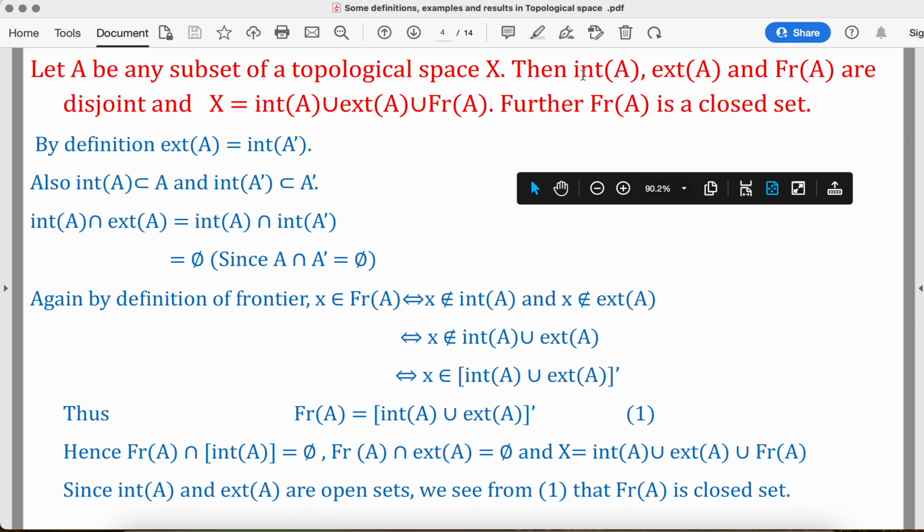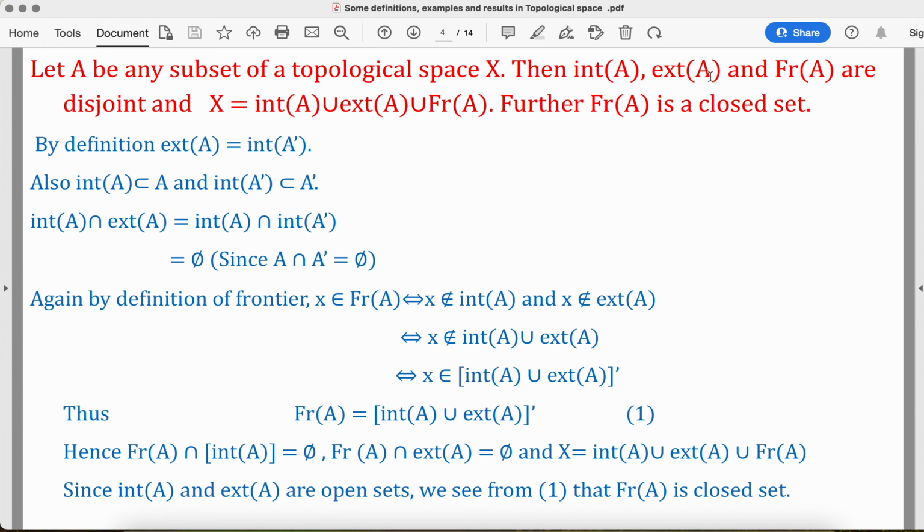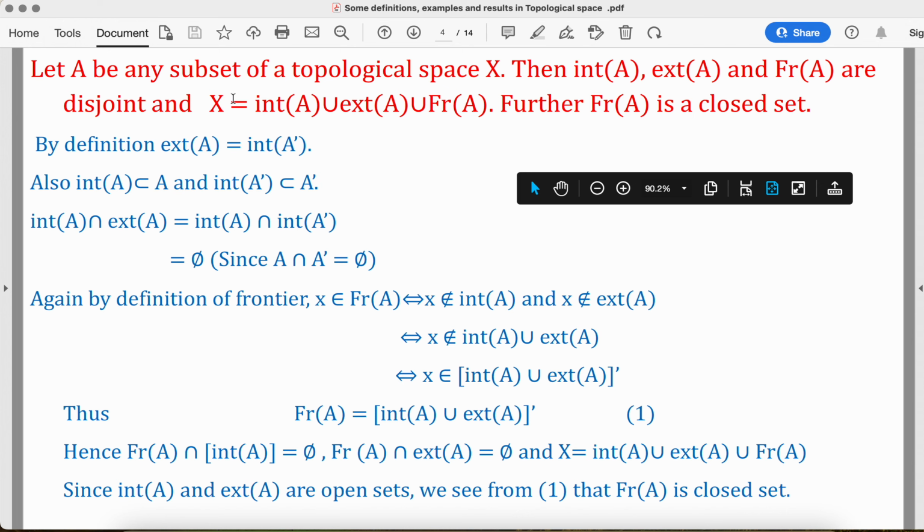So first of all, we will show that the interior of A, exterior of A, and frontier of A are disjoint. Then we will show that their union is equal to the complete set X. And finally, we will prove that the frontier of A is a closed set.